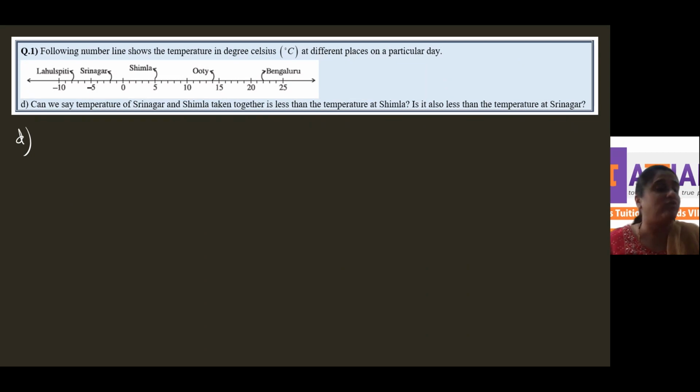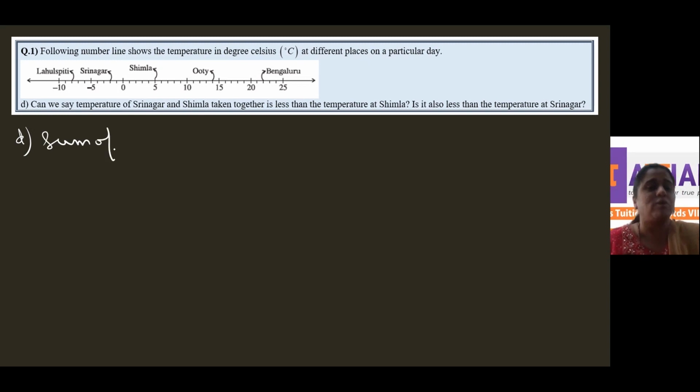Can we say temperature of Srinagar and Shimla taken together? That means what is the operation? Taken together means is the operation addition, subtraction, multiplication, division? Addition. See, if I say my marks and Dhanvan's marks taken together, that means sum of what I have scored plus what he scored. Addition.